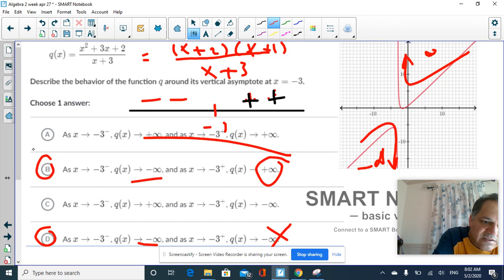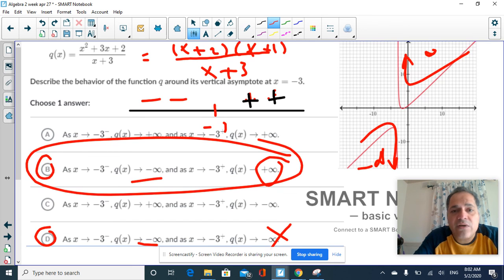So the correct answer is letter B. So you have two options. You can use the algebraic method or the graphical method. It's up to you.